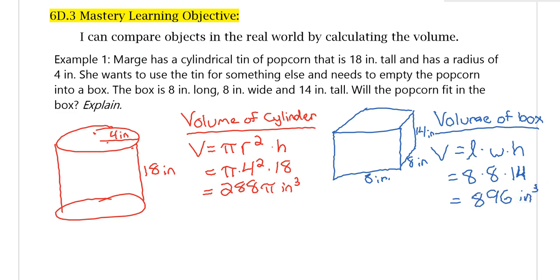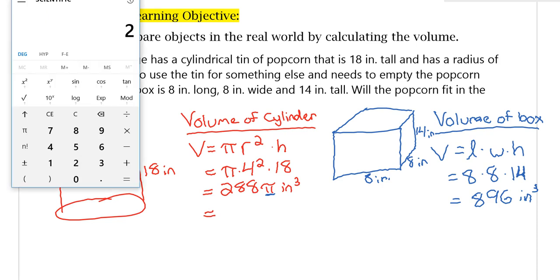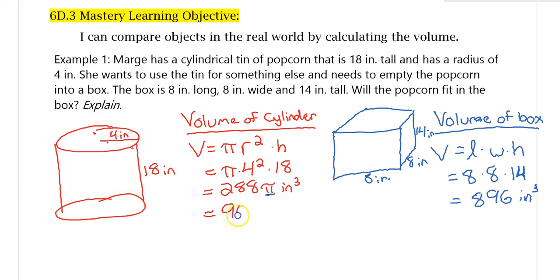So I want to compare these two numbers. The only issue is this one has a pi in it. My other one doesn't. So when comparing real world numbers, I need to get rid of the pi. So all I'm going to do is 288 times pi. And I get 904.77 inches cubed. So just be careful with those pi's. Remember, on the TI Inspire, the pi is right next to the letter H on the bottom.